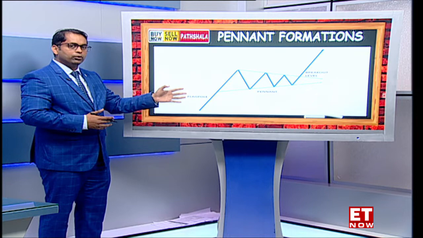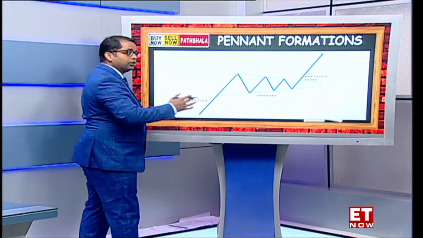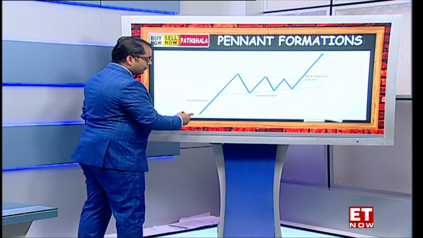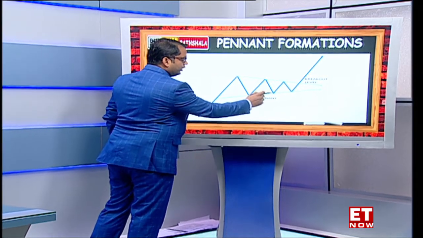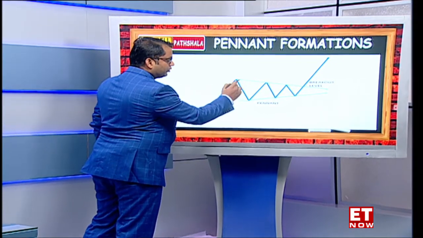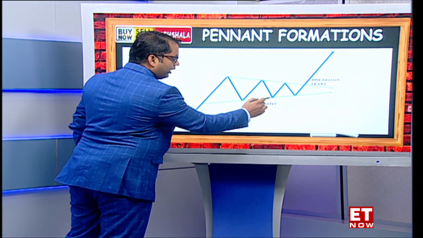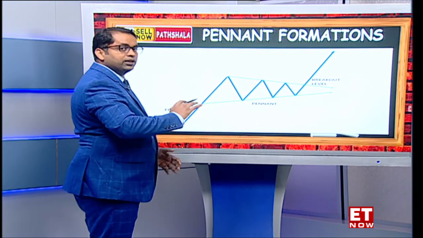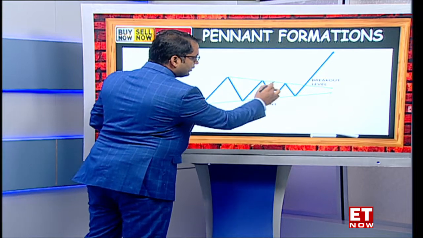A very simple way to look at a pennant formation is the first kind of trend, an upward trend. This is a bullish pennant formation. So the prices enter into a very strong uptrend, then get into a consolidation. The consolidation is interesting because here the stock is making a lower low as well as a higher high for itself.